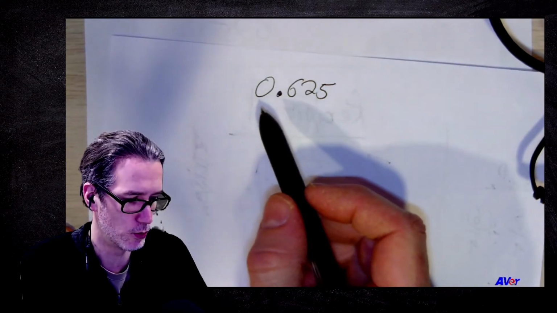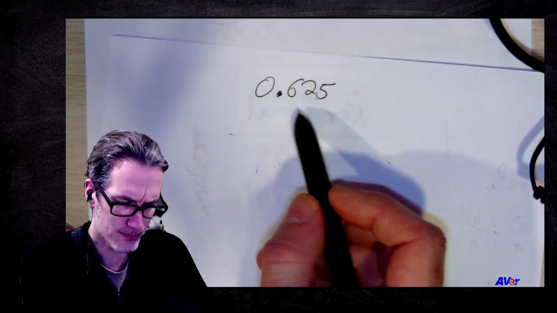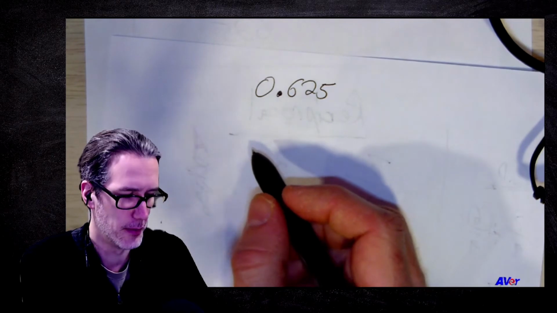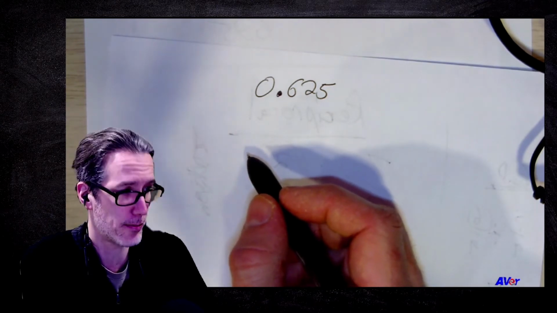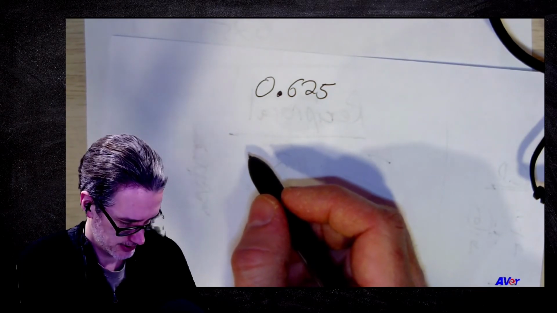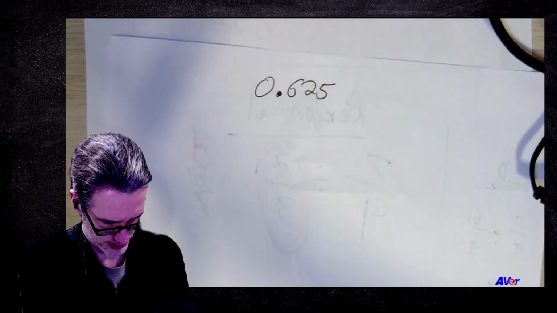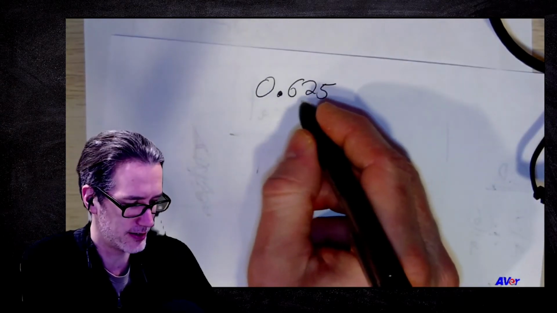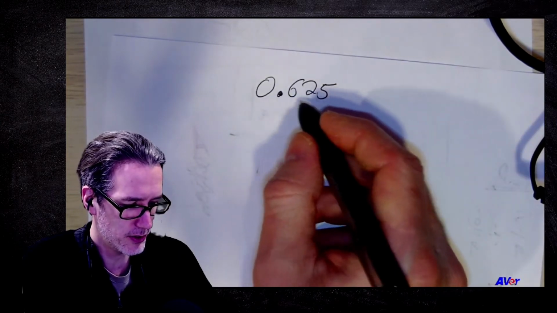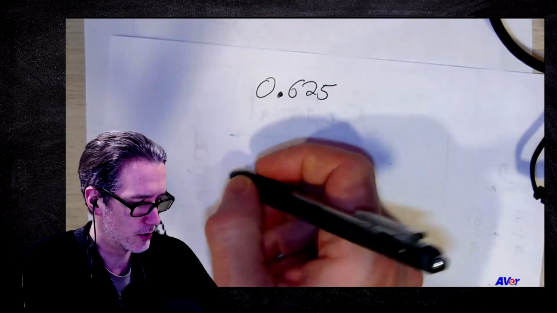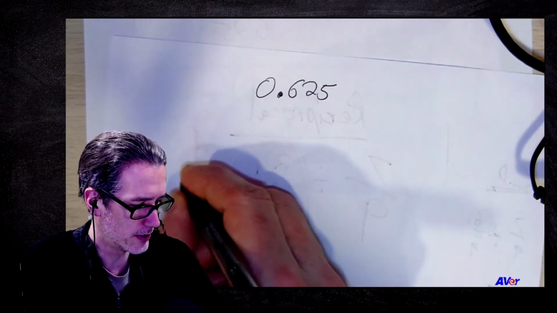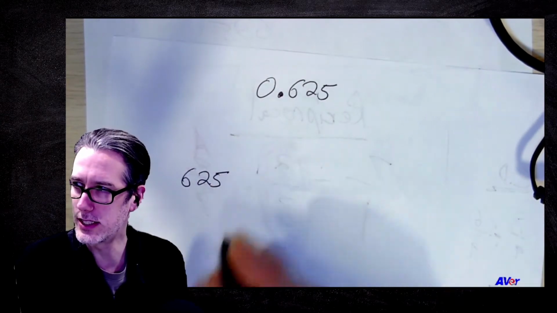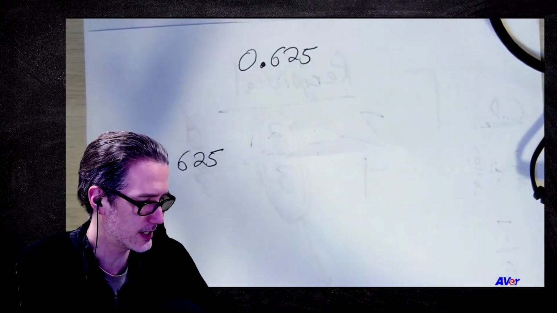So if this was 1.625, that could also be a fraction, but it'll be a fraction that is improper. It's an improper fraction. So you just have to remember that. But you take all your number here, and that becomes your numerator. 625 becomes your numerator. Nice and easy.